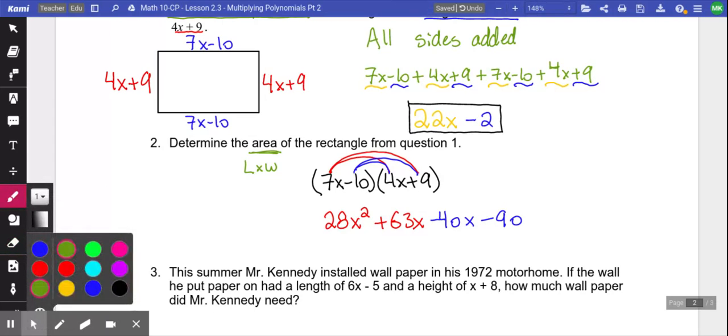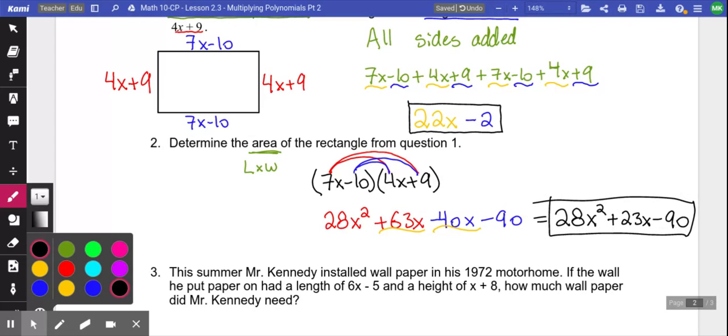And your final step after you multiply is to see if you have any like terms. We actually do here. So my final answer is 28x squared plus 23x minus 90. That's my answer.